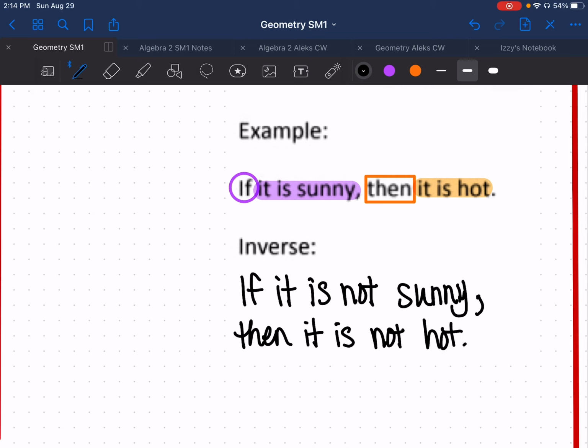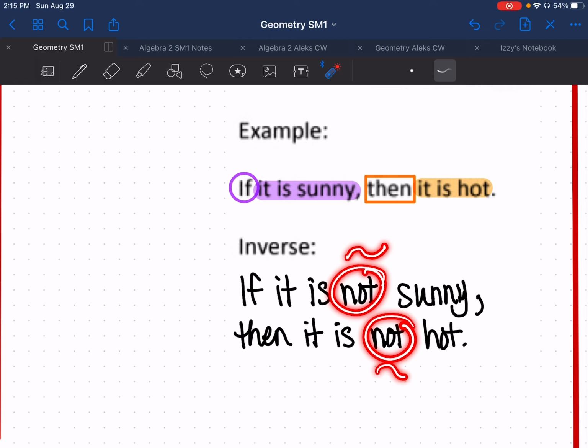Okay, same structure. Notice this, there is my hypothesis right with my word if. Here is my conclusion right with the word then. The only thing that's been added is the negation to both. Okay, I'm not changing words. Notice the word sunny stayed the word sunny. The word hot stayed the word hot. All I simply did was add these two right here to negate them.